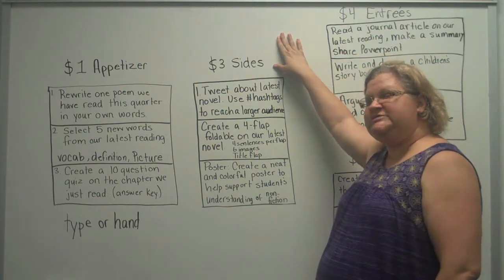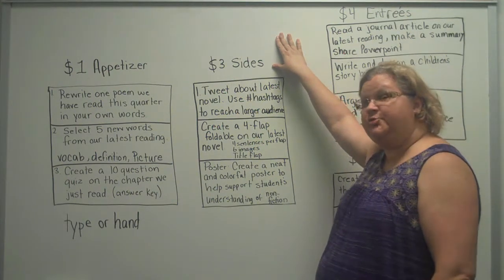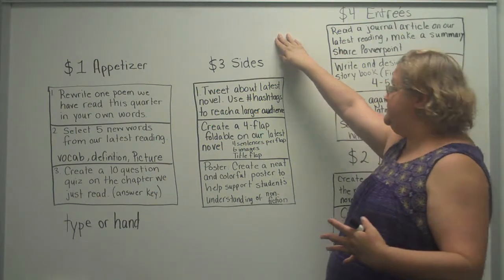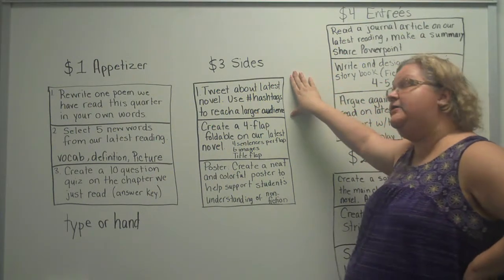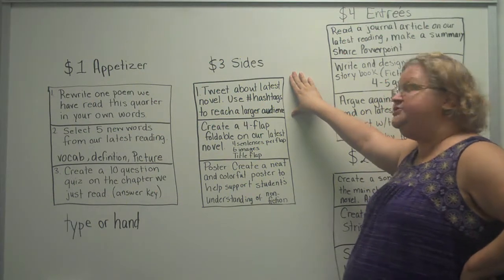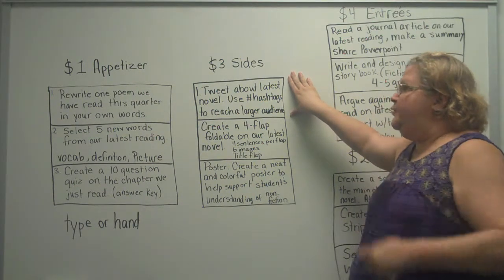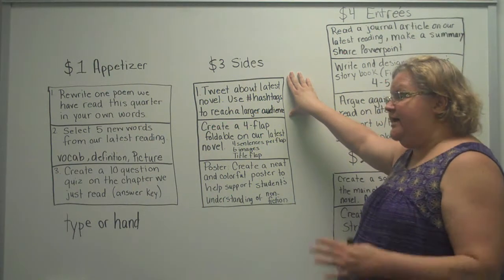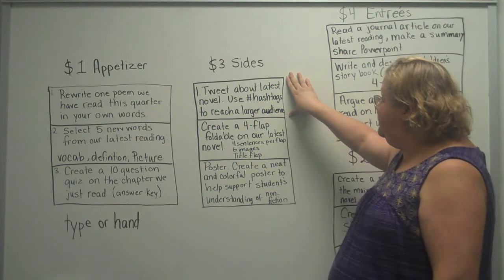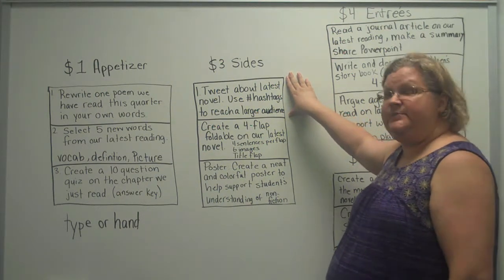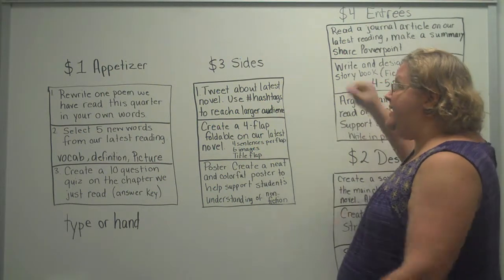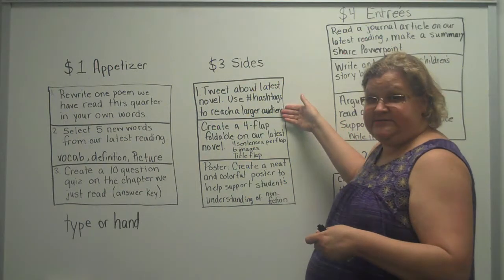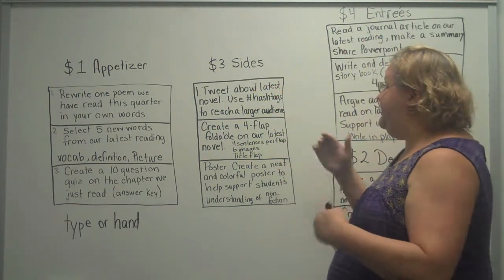On Tuesday, we're going to move to our side items. You're going to get to pick, again, from one of 3 side items. This week's choices, so basically our specials for this week. First one is you can tweet about our latest novel. Use hashtags to reach a larger audience. Tell the world what you thought about it. If you had a question about it, tweet out that question. Hashtag the author if they're still alive, okay? And see what kind of responses you can get. And on Friday, when everything is due, you'll go back and check to see if you have responses, and then you'll print them out and turn the whole thing in.